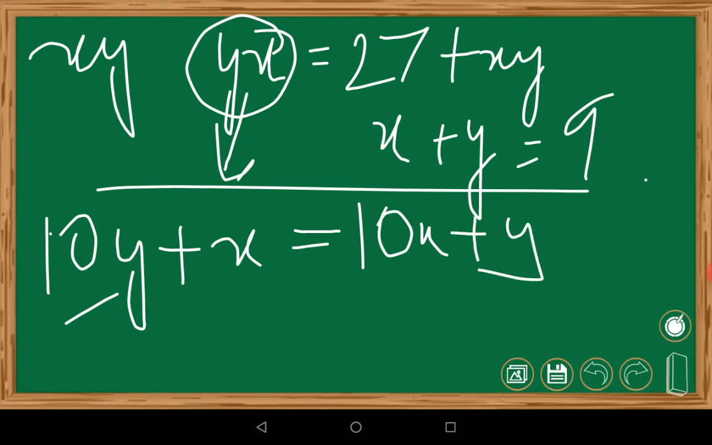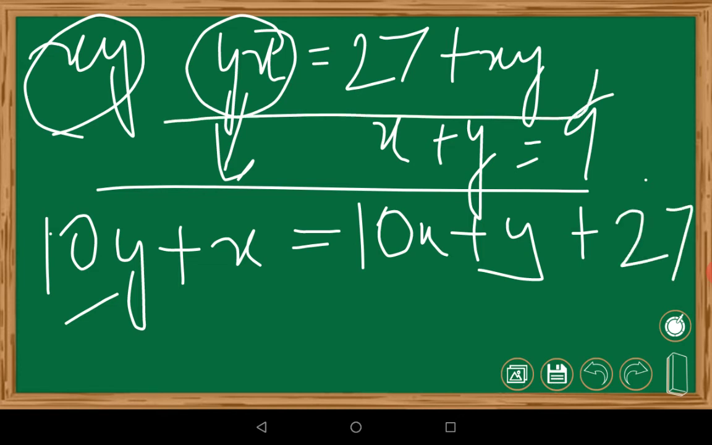Then we added 27. Why did we add? Because we are just expanding this, that's all. Okay, don't need to get confused at all. Clear? We'll write freshly.